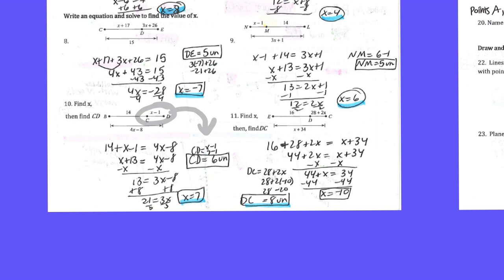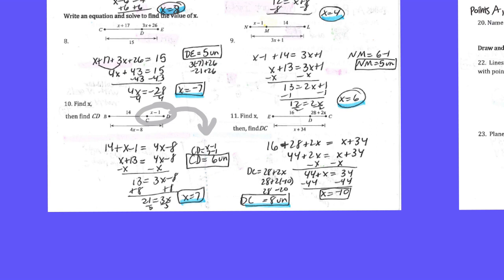Label your answers if possible. Okay, the last one on this page, again, add up the two parts, set it equal to the whole, solve for x, and x is negative 10. When you find x is negative 10, make sure that it doesn't make your segment length negative. So when I plug in x is negative 10 to find DC, well, DC is 28 plus 2x. 28 plus 2 times x, x is negative 10. So 2 times negative 10 is negative 20. So 28 minus 20 is 8. So DC is 8 units.